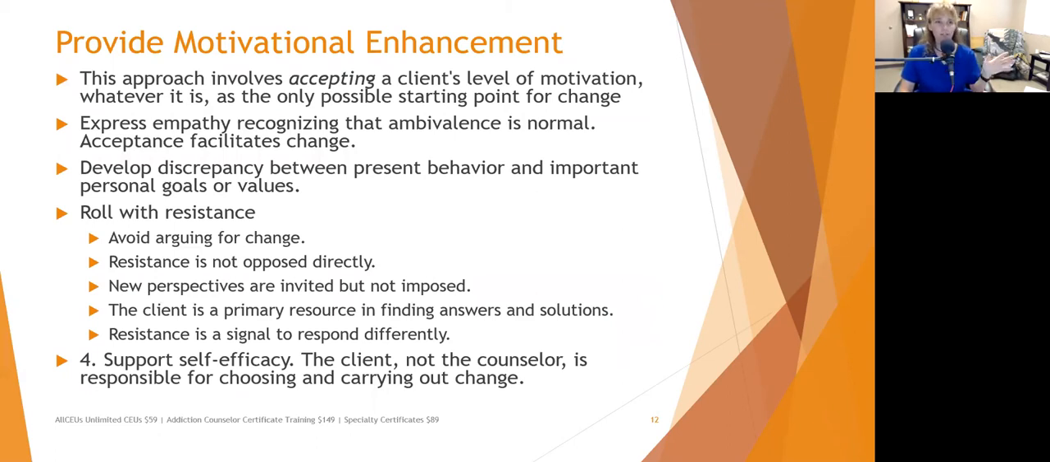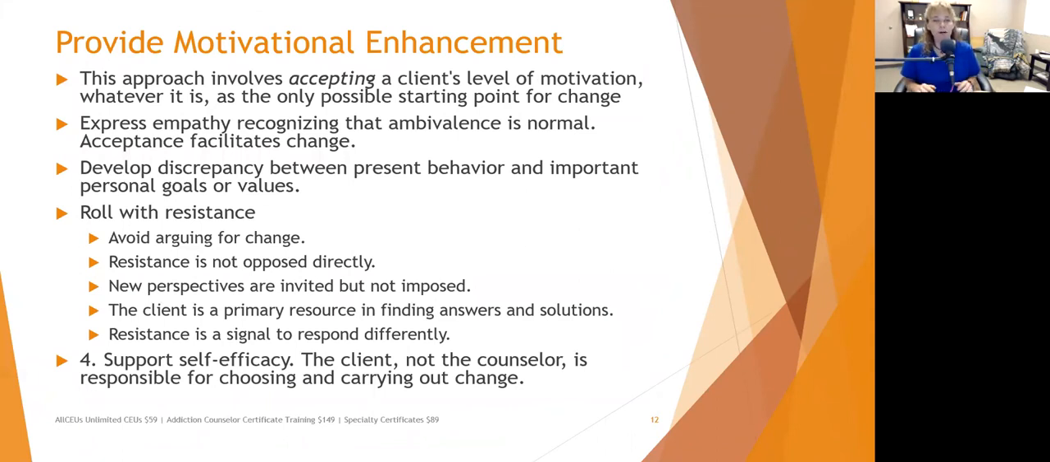We're past the days of break them down and build them up. We want to recognize that resistance needs to be addressed, but not directly opposed by saying you're wrong or you're lying or you're contradicting yourself. We need to invite new perspectives about behaviors and situations and recognize that the client is the primary resource in finding answers and solutions. And if you don't get anything else from this slide, resistance is a signal to respond differently. It means what you're doing ain't working.